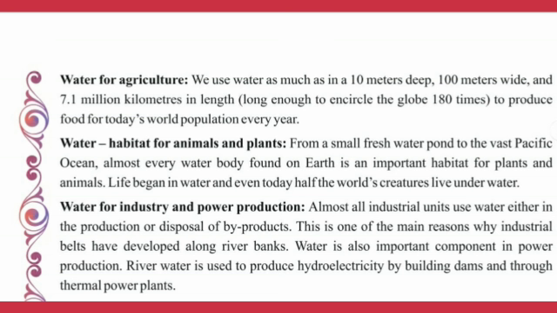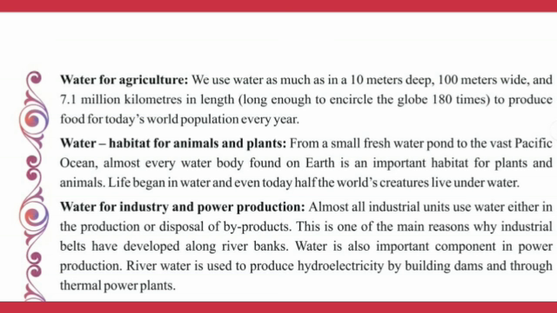This is one of the main reasons why industry belts have developed along river banks. You will see many factories near the water resources just because they need a lot of water. Water is also an important component in power production. Many of you must have visited the Sardar Sarovar Dam. These dams are built to produce hydroelectricity.